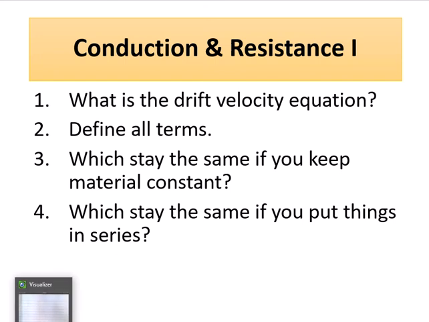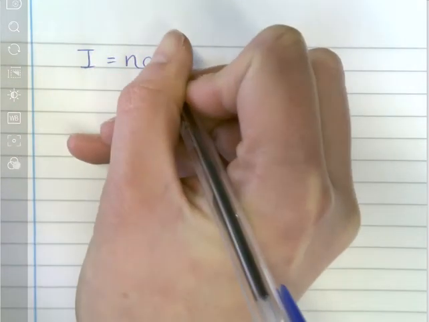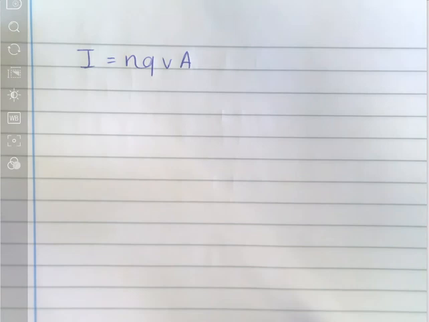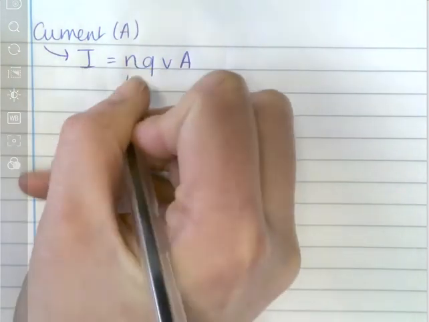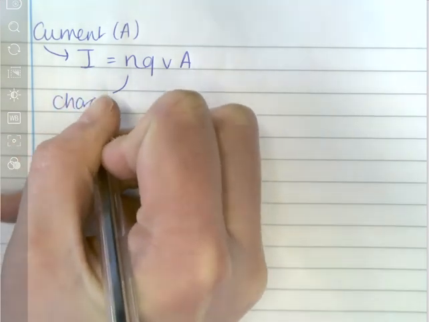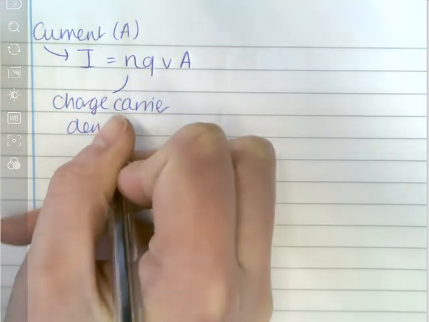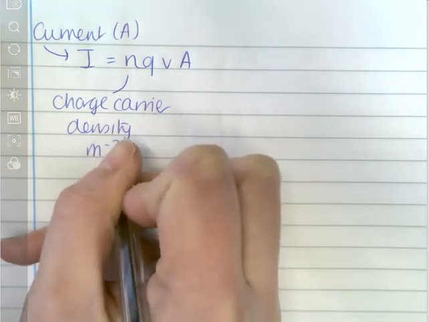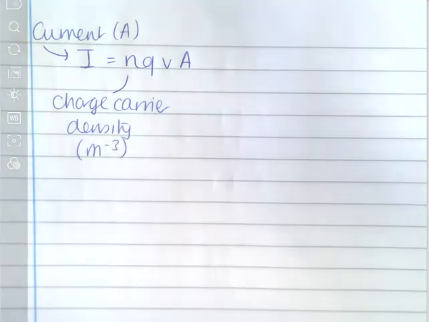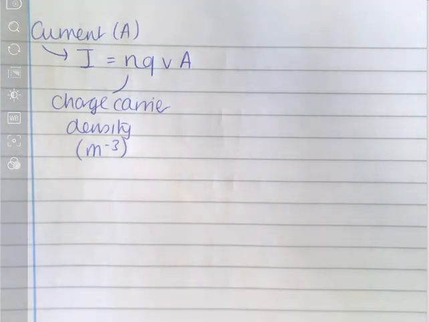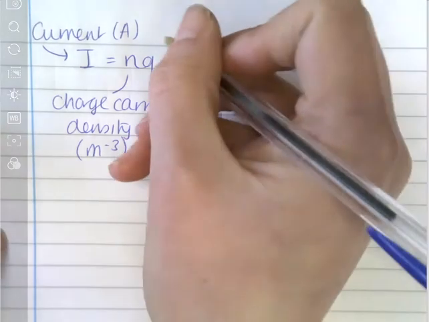Okie doke. So, first things first, what is the drift velocity equation? Well, it is this one. I equals NQVA. And we're going to define all the terms. So I is current, which is measured in amps. N is the charge carrier density, which is measured in meters to the -3. It's the number of electrons per meter cubed that are free to carry a current.